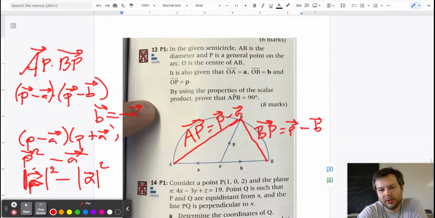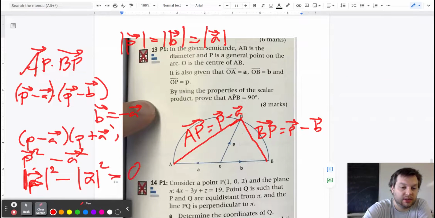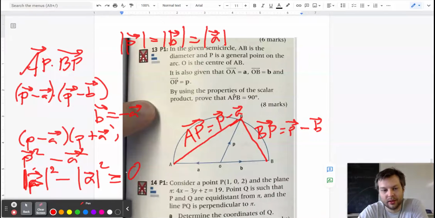And if it's on a semicircle, you know that all the points are equidistant. And so you know also that the magnitude of vector P is equal to the magnitude of vector B is equal to the magnitude of vector A. And so using that, you know that this is equal to 0 for any point P on it.